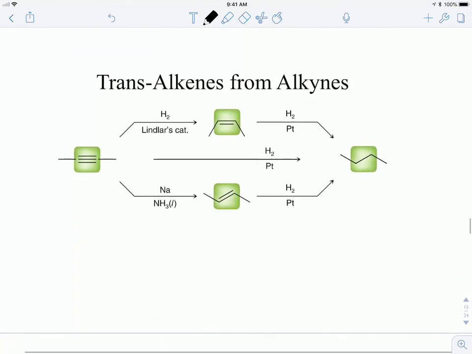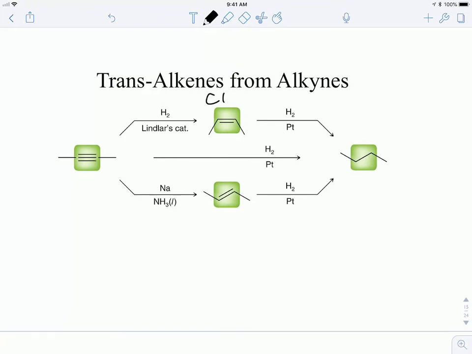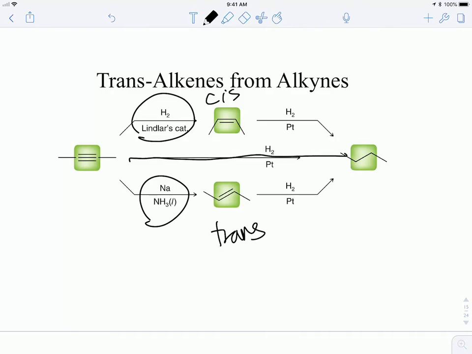So to summarize here, if you want a cis alkene, you're going to use hydrogen and Lindlar's catalyst. If you want a trans alkene, you're going to use sodium and ammonia. If you want an alkane, you don't poison the catalyst and you just add hydrogen that way. Also recall that with a trans or a cis alkene, hydrogenation is just going to give you the alkane.